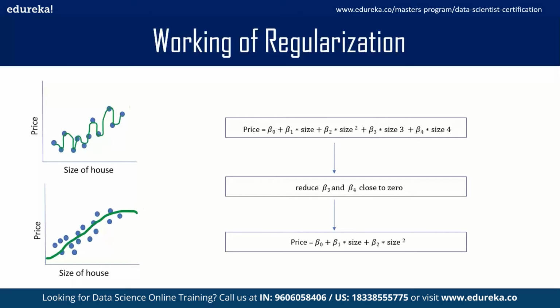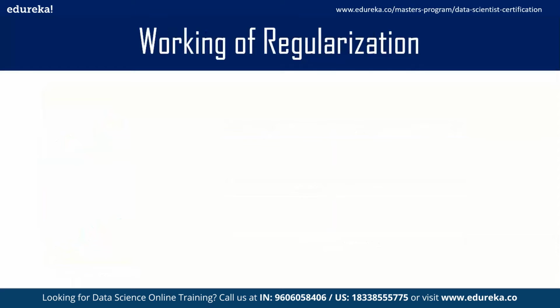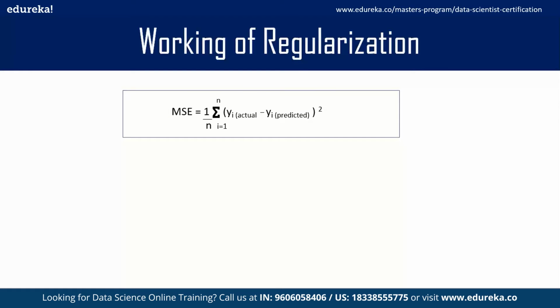So now you must be thinking about how do you reduce these coefficients or these parameters. So for this, we use the equation of the cost function or the mean square error, which is given by 1 upon n sigma i equals 1 till n, (yi minus yi predicted) the whole square. Wondering how we got this equation? Well, let us understand this quickly.